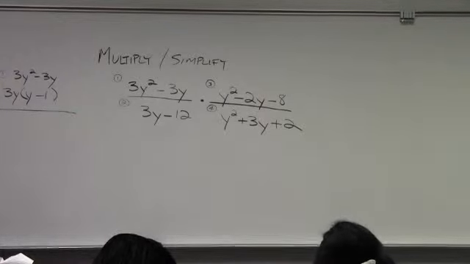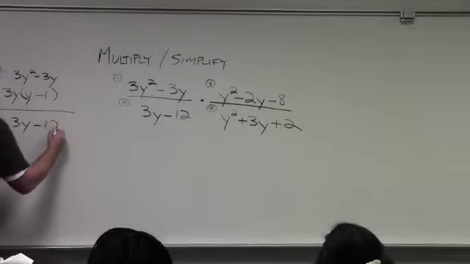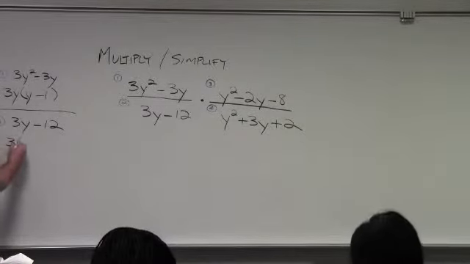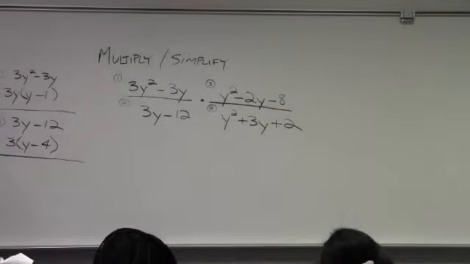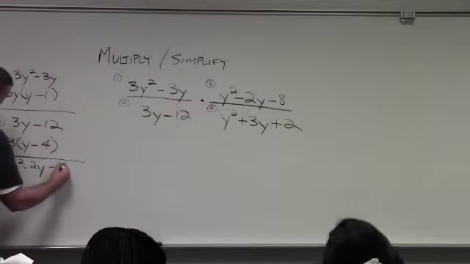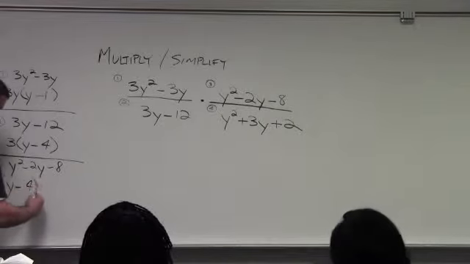So let's go down to 2. 3y minus 12. Any kind of factoring I can do there? Yes. 3 times y minus 4, correct. Part 3. Y squared minus 2y minus 8. Trinomial, coefficient of 1. Any factors of negative 8 that add up to negative 2? Negative 4 and 2. Good job.